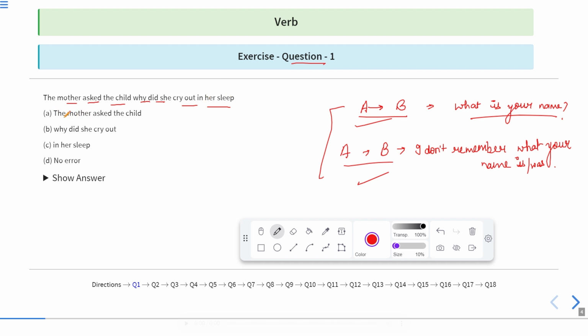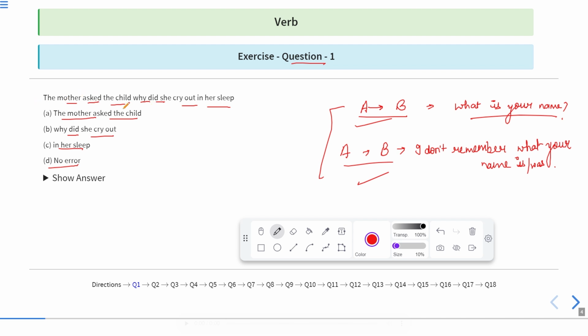So here the options are: the mother asked the child, why did she cry out in her sleep, or no error. So you have to look for the part which contains the error. Now, as I told you, when a person is only stating something in indirect speech, and is not asking the question to another person, he will write the assertive part of the sentence, not the interrogative structure.